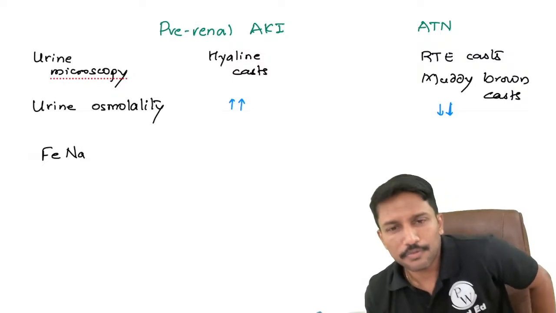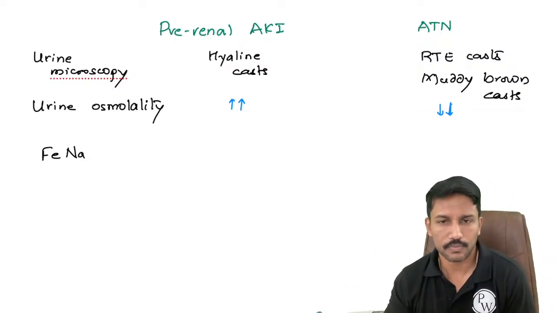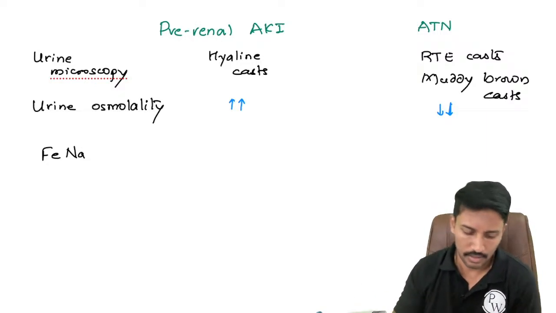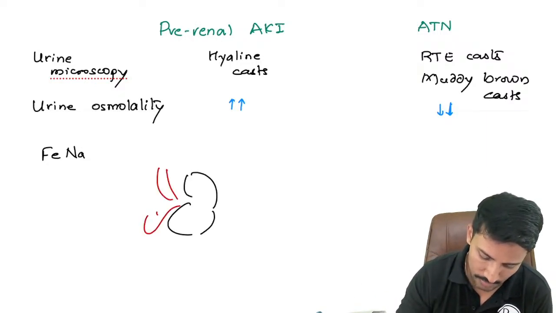Okay, so what is this FENA? It refers to fractional excretion of sodium. Fractional excretion of sodium means when I give sodium to the kidney through blood, I give sodium to the kidney.